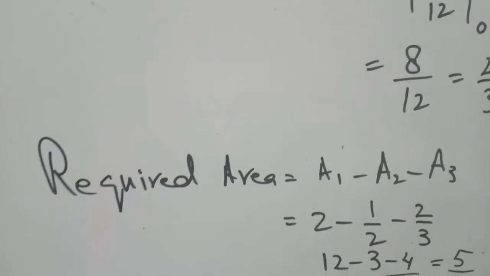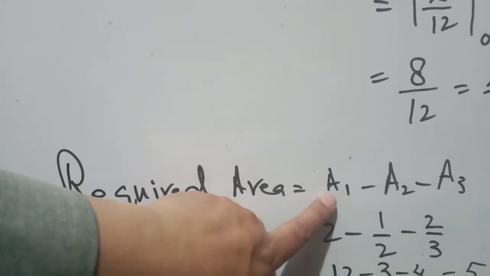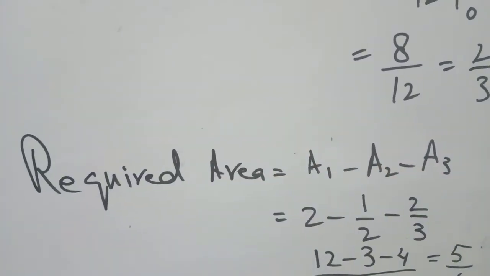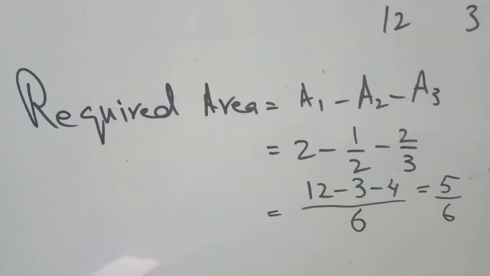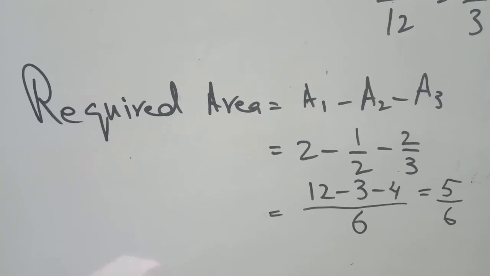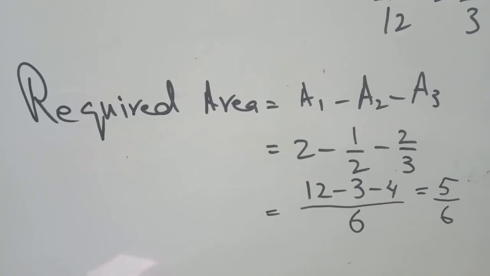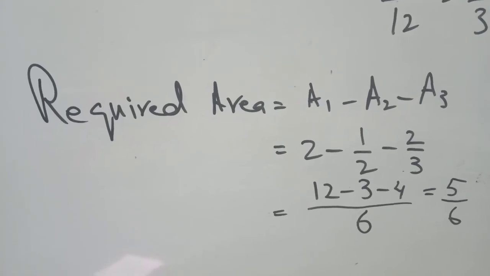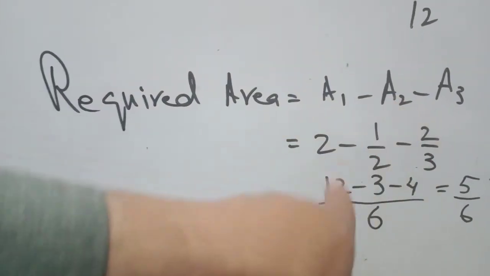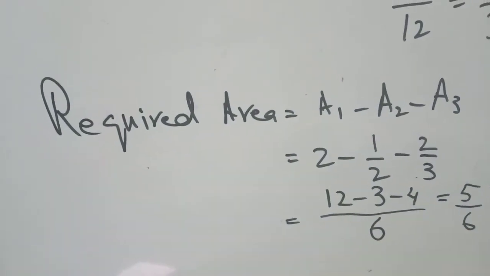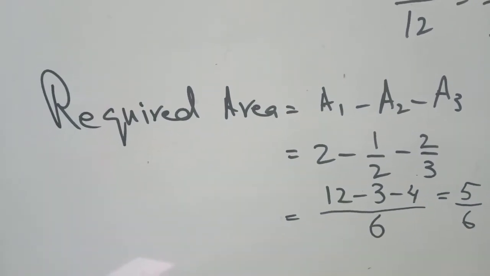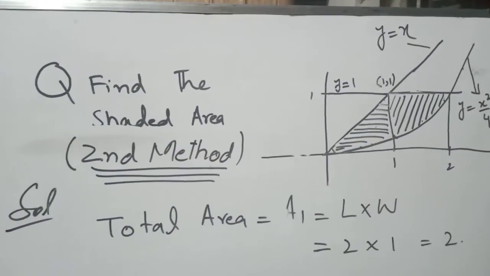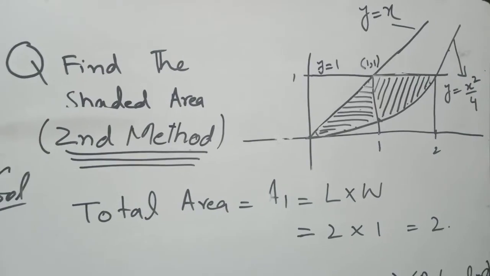Now the required area is the area of the rectangle, from which we subtract the area of the triangle and the area under the curve. After simplification you can see that we have the same answer, 5/6, as in the previous method. We simply took the LCM right here, and again the answer is 5/6. Very interesting and very simple solution. Thank you.